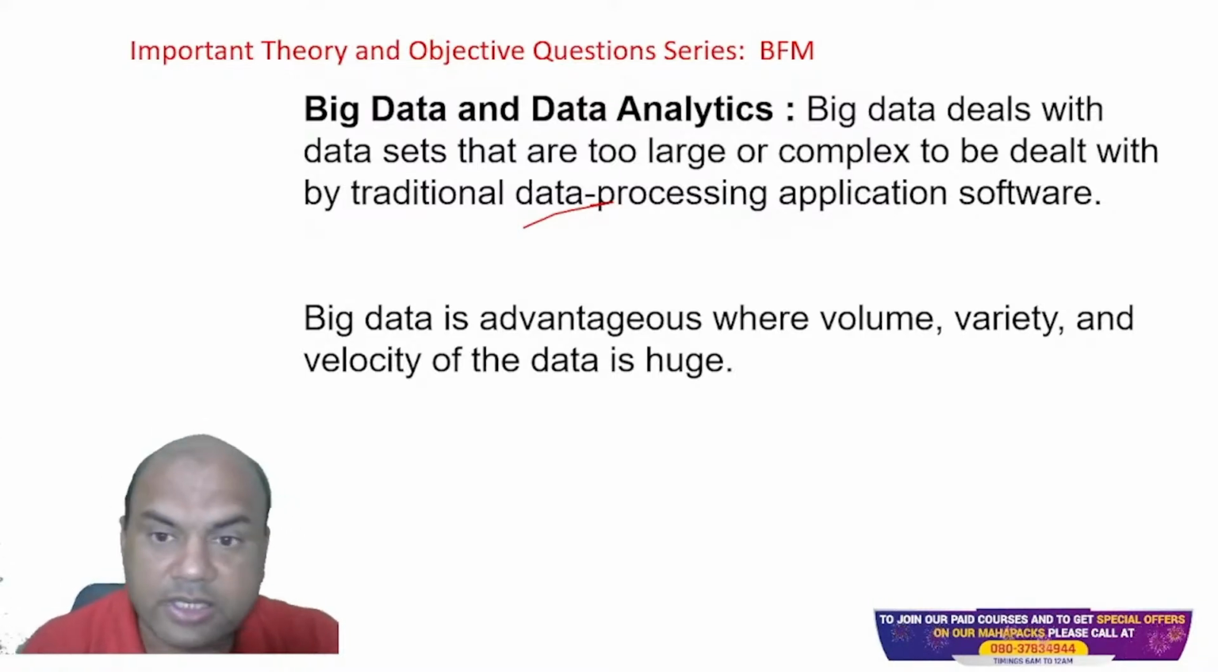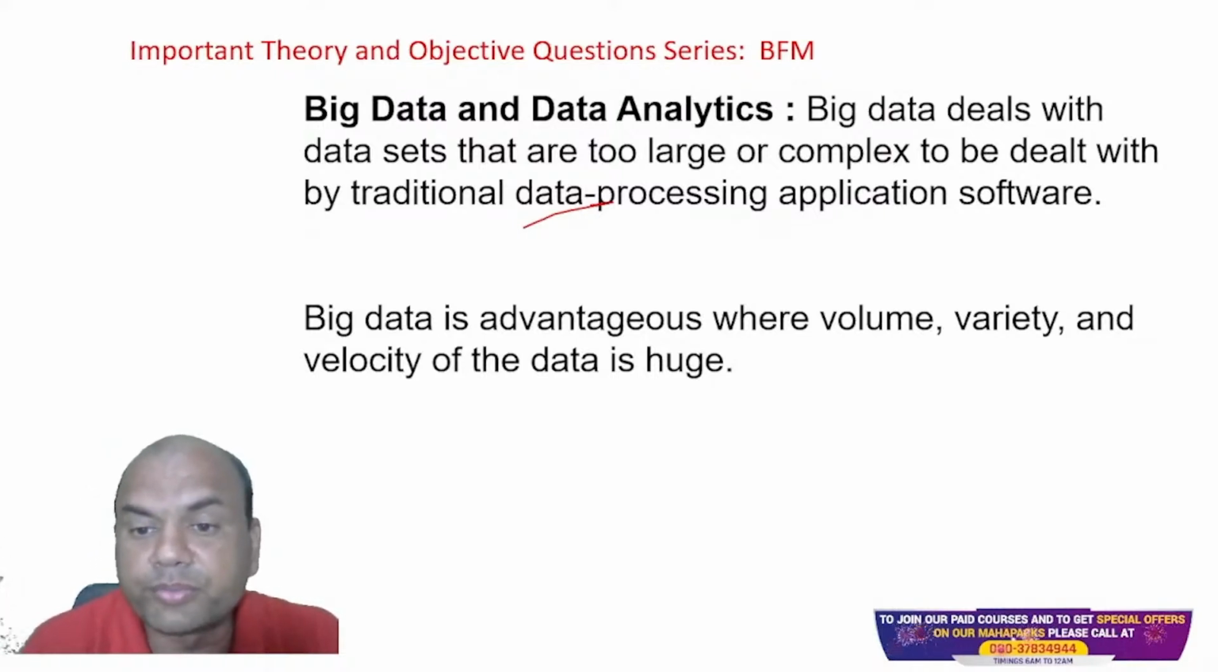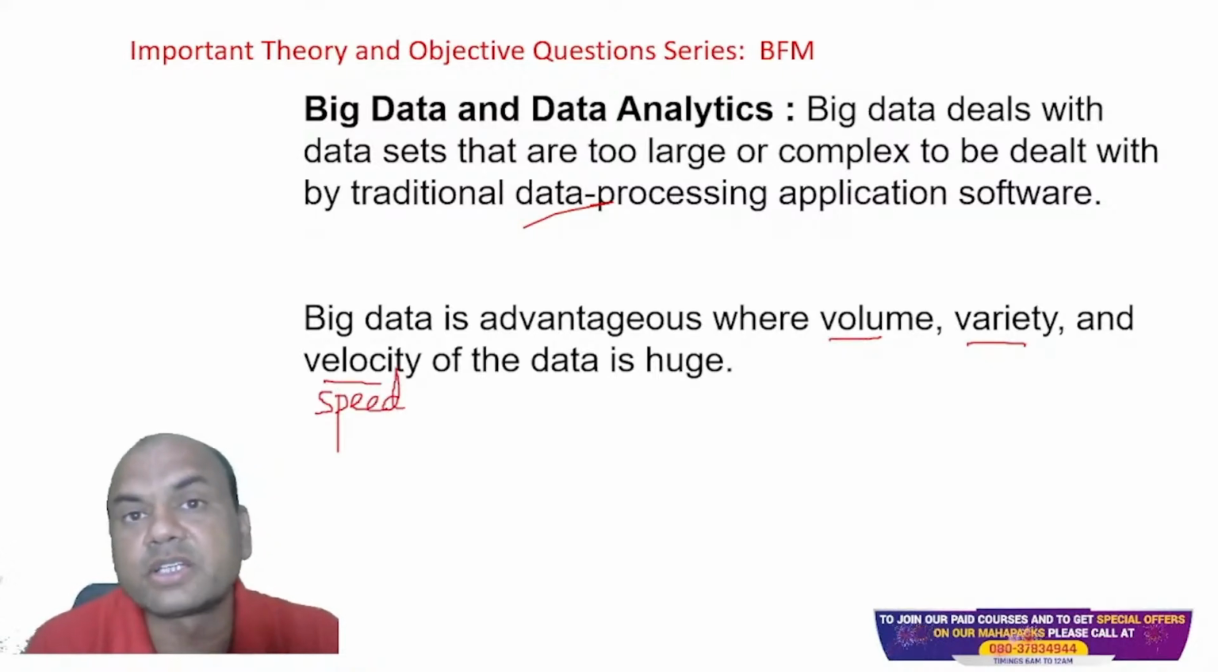Now understand the three words, very important. Volume, variety, and velocity. Velocity means speed. We require huge speed. Science graduates might understand this. Velocity is speed. So volume, variety, and speed. All the three things are required and they are huge.